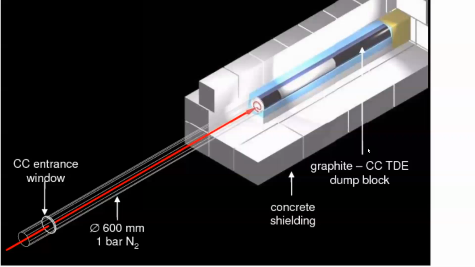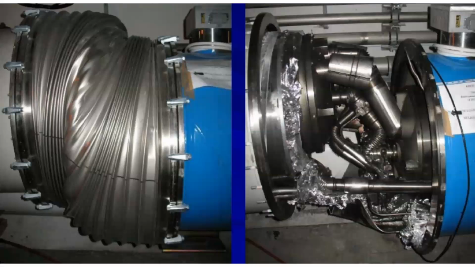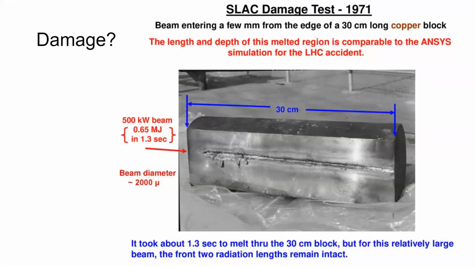Now, what they do to dump the beam is they don't dump it into metal, because metal will melt and off it goes. Instead, they send it into graphite. But if you send it into graphite in the same spot every time, you eventually bore a hole through it.